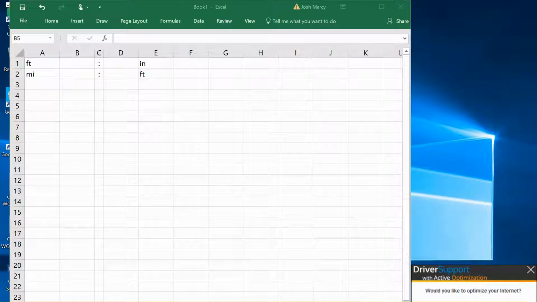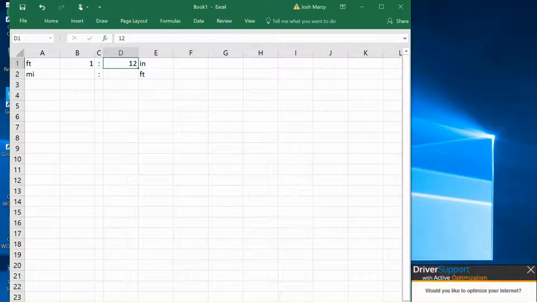Alright, I'm gonna try to recreate the video I had that suddenly quit working. So here's an Excel file and we're gonna do some conversions. I picked something that's pretty straightforward, like, you know, 1 foot is 12 inches. But then there was a question about how to utilize Excel to do this.